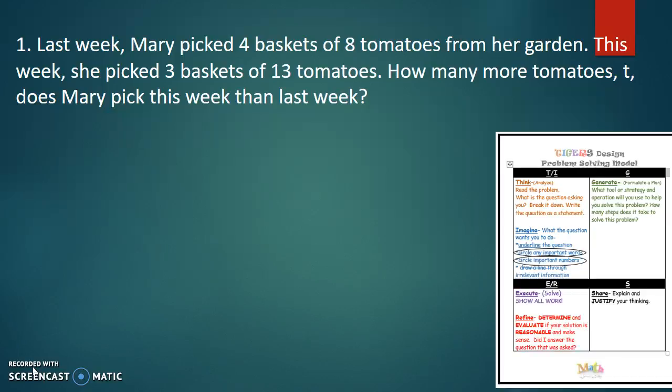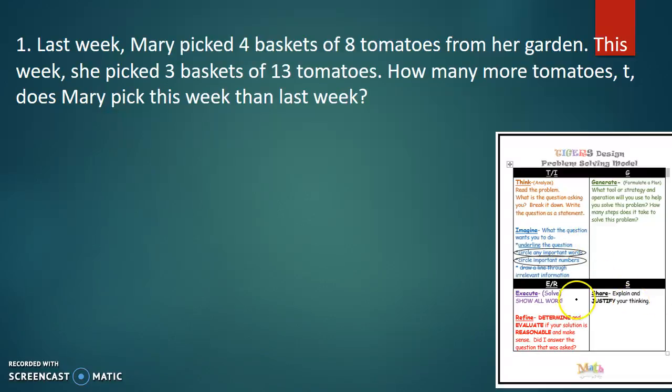The strategy we're using is called the Tigers Design for Problem Solving Model. It stands for Think and Imagine, meaning what is my question asking me about? What is my important information? Generate, meaning how are we going to solve the problem? Execute and refine, meaning actually solving the problem and seeing if it actually works. And then share means justify my answer.